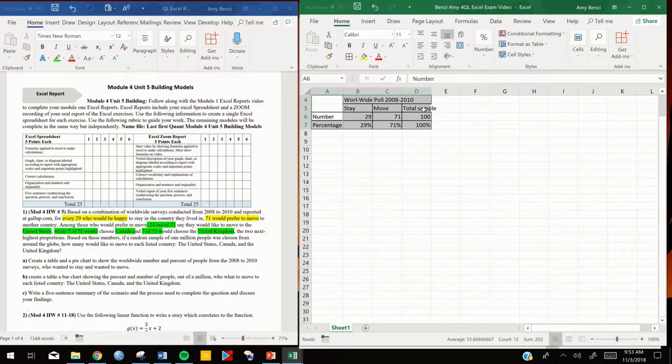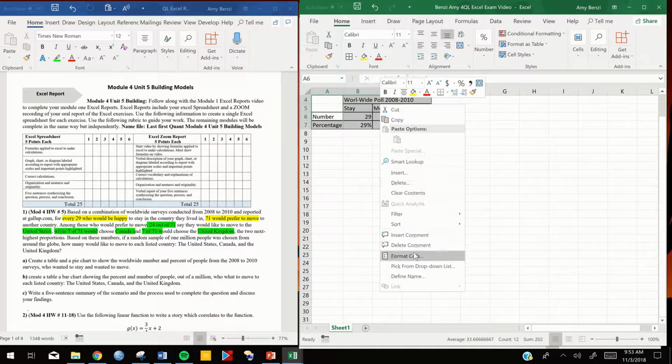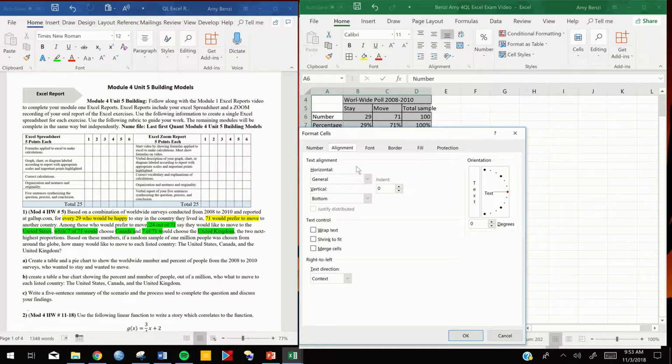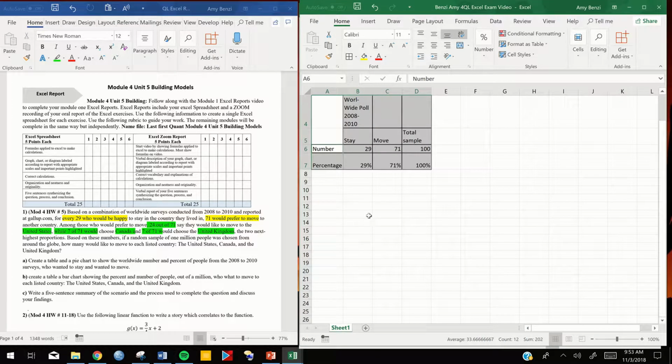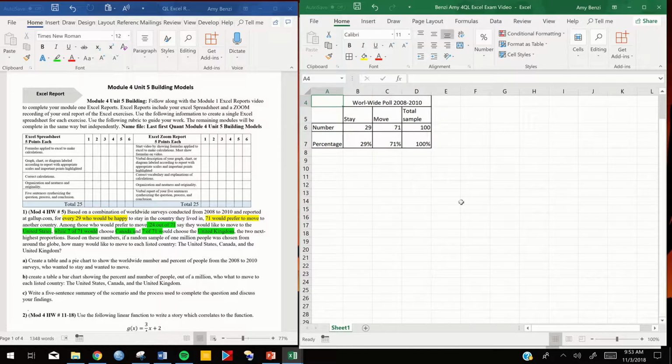Another thing I like to do, you see how my total sample is too far out? I like to right click, format, and wrap. I like it when my text is wrapped. And it just does that. And these guys up here can be merged because this is the whole entire poll. See how that just makes sense? No, it made it wide, so I have to unwiden it if I want it. All right, so that looks pretty good.